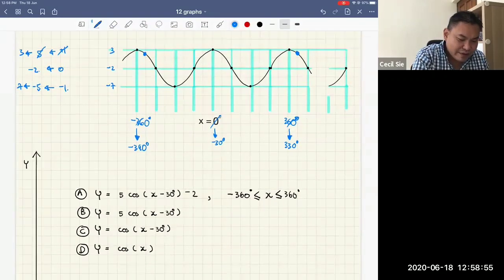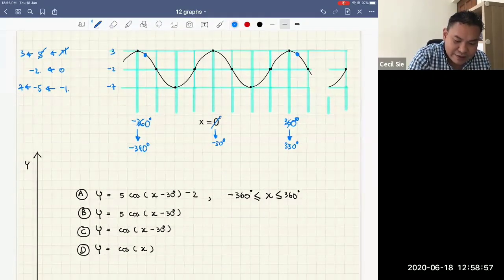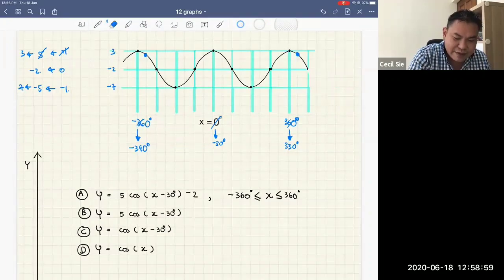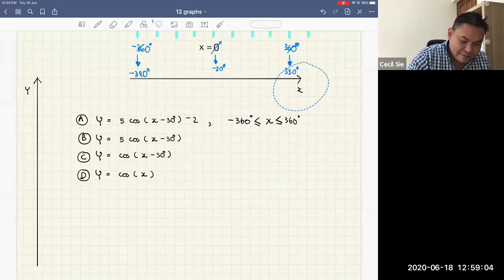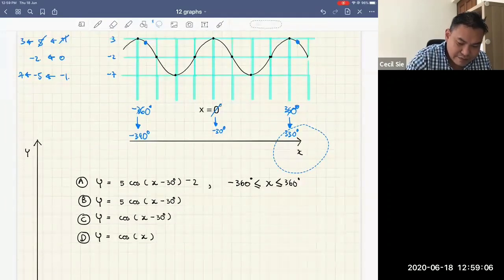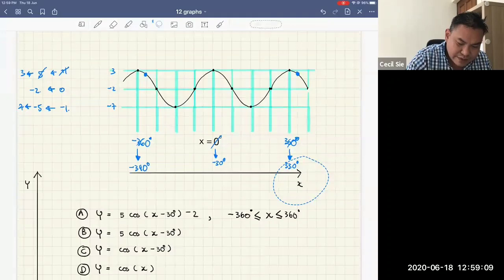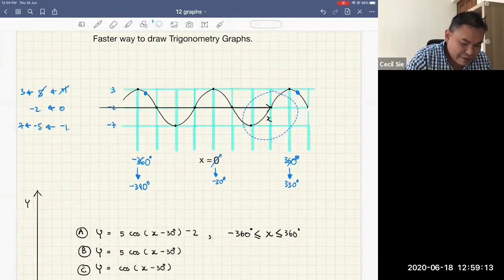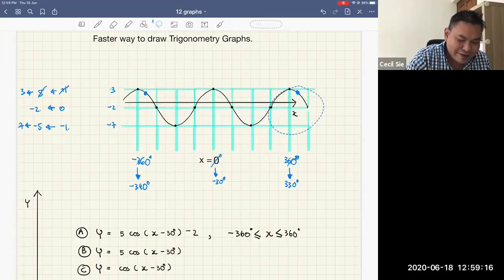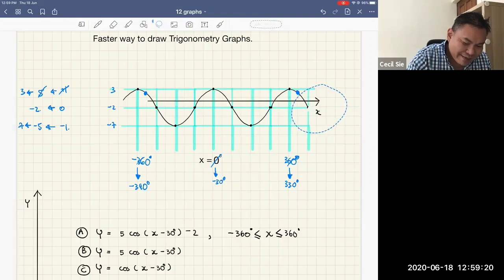Where should you put the x-axis? Is it on negative 2? Or slightly below, or slightly on top? Of course, slightly on top. A little bit on top, between 3 and negative 2, near to negative 2. So that's the x-axis.